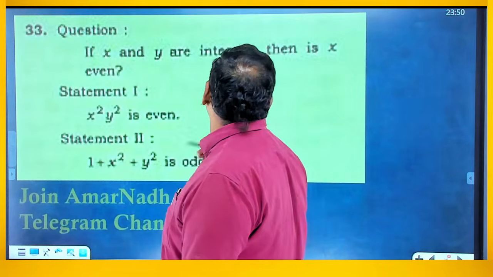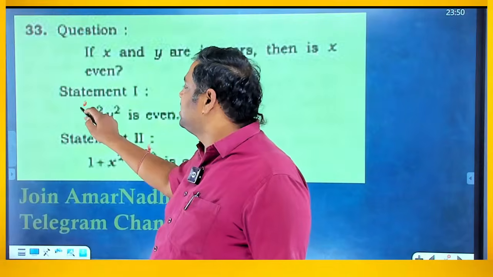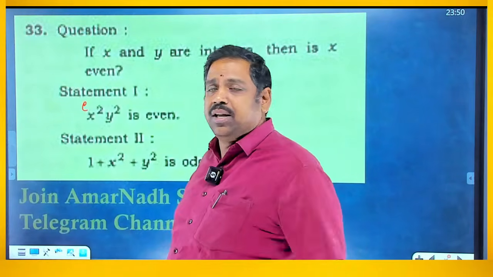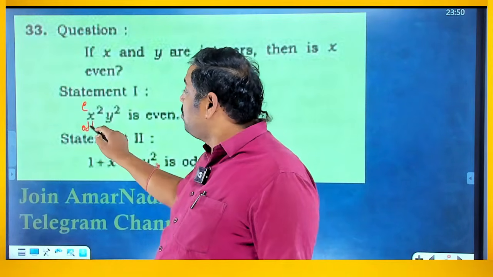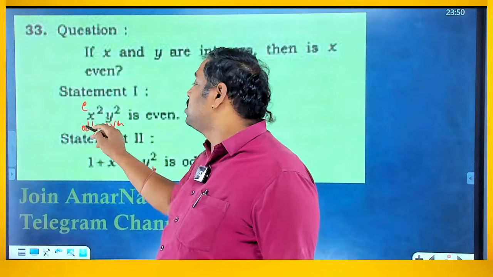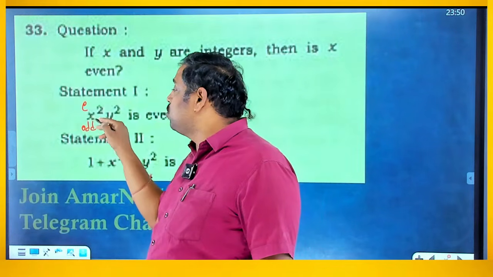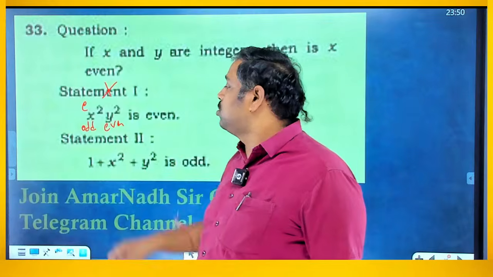So my question is, is x even or not? Suppose x is even, even times something is even, fine. Suppose x is odd but y is even, still even times something is even, right? That's why you can't assure that x is even or odd. So that's why this is not sufficient.